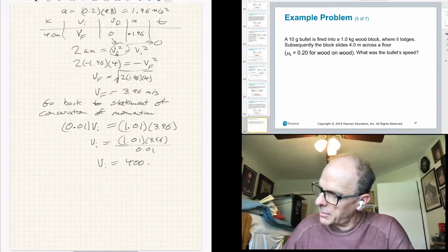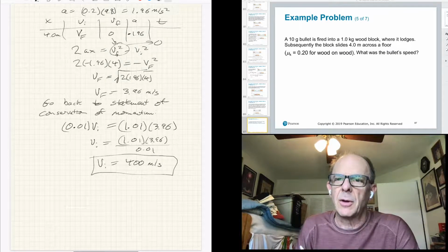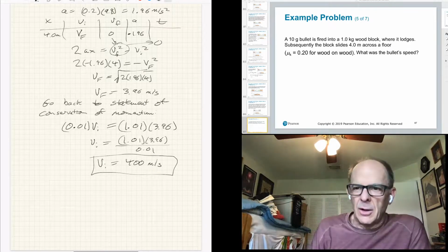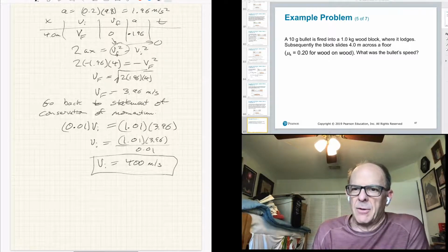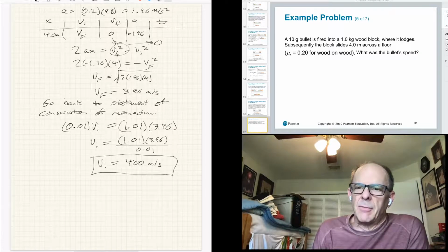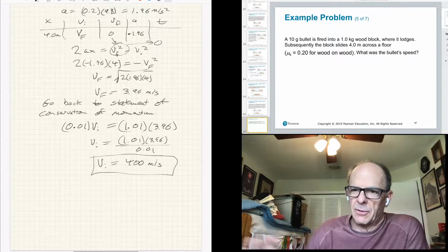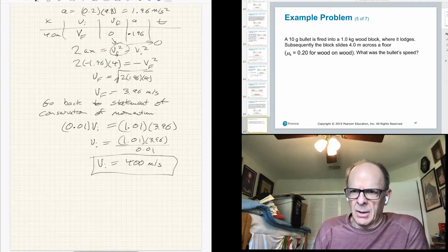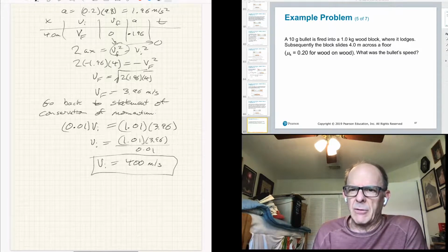meters per second. So this is cool because what this means is you could figure out how fast a bullet is shot out of a gun by firing it into a block and just measuring how far the block moves as it slides across the ground and knowing the mass of the block and the coefficient of friction for that particular material. So it's a very simple kind of measurement to make.